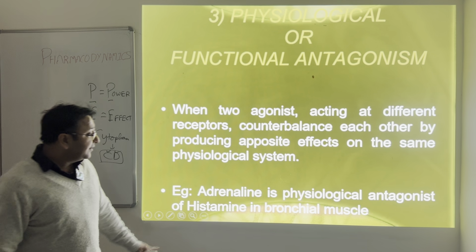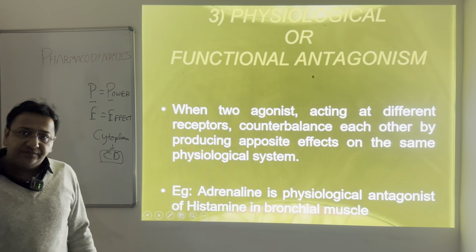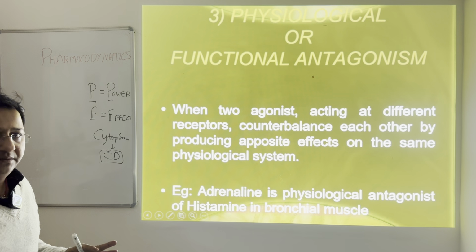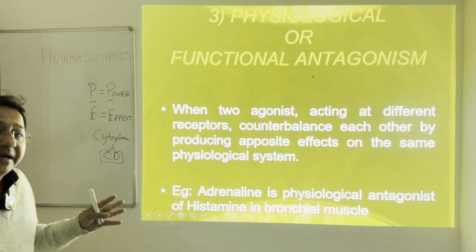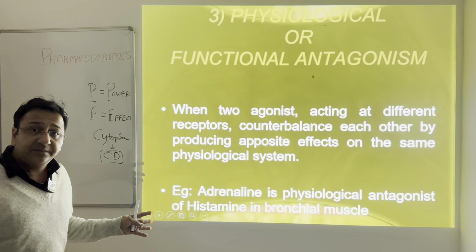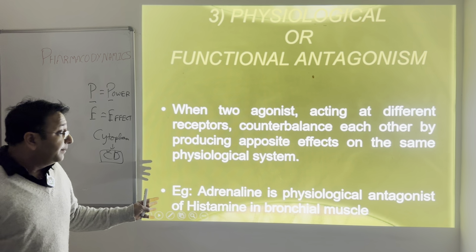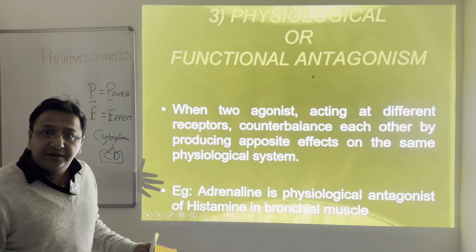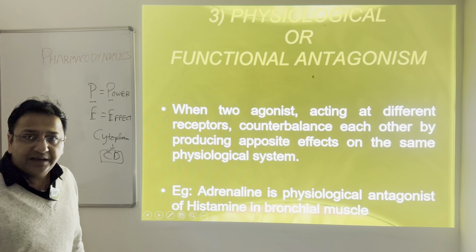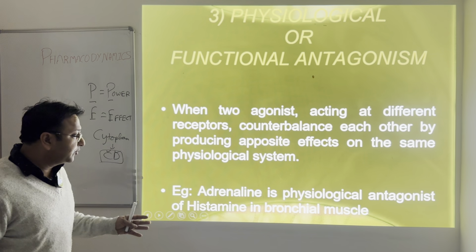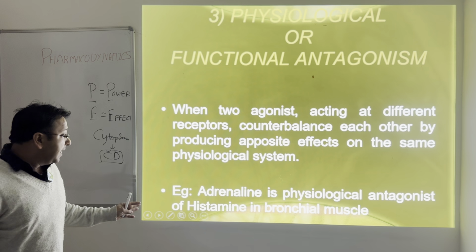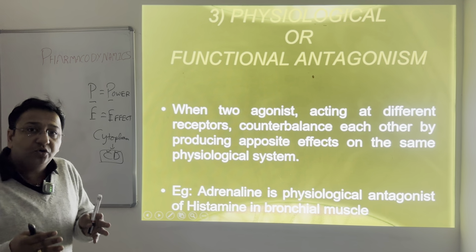What is this? Adrenaline acts on alpha 1, alpha 2, beta 1, beta 2 receptors. Histamine does not act on these; histamine acts on H1, H2, H3 receptors. We know that. But adrenaline, by acting through the beta 2 receptor, will dilate the bronchus and cause bronchodilation. But histamine causes bronchoconstriction.